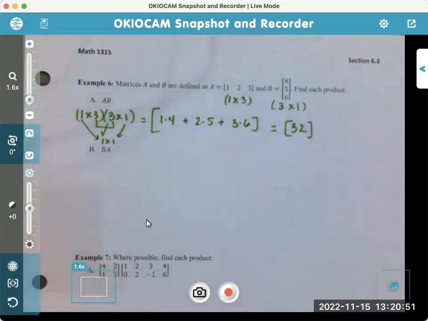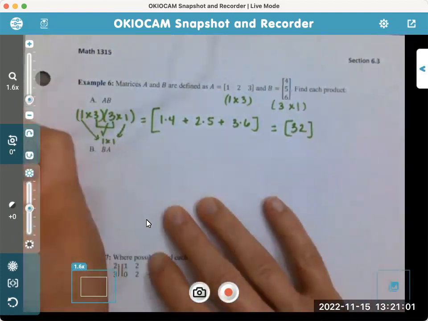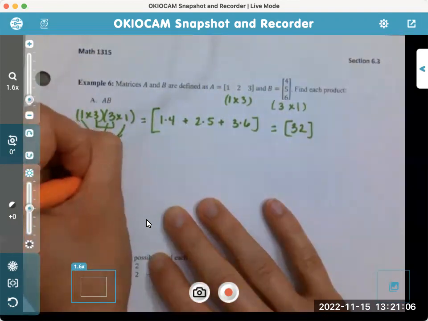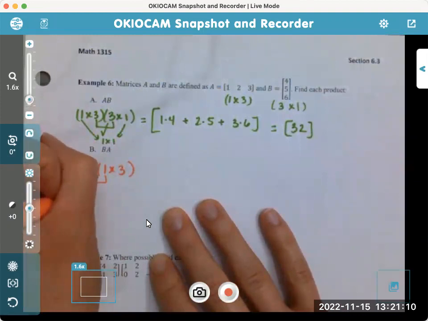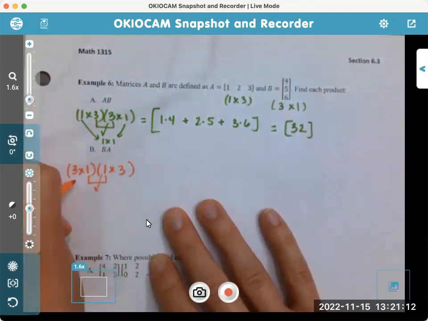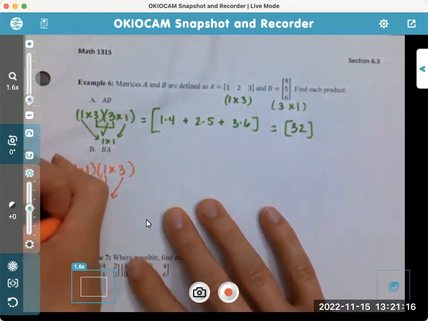Okay, now pause the video, think about B times A. Okay, hopefully you tried and you didn't just keep watching. Remember, B is that 3 by 1. A is that 1 by 3. So can the multiplication be done? Sure can. The resulting matrix is going to be a 3 by 3.